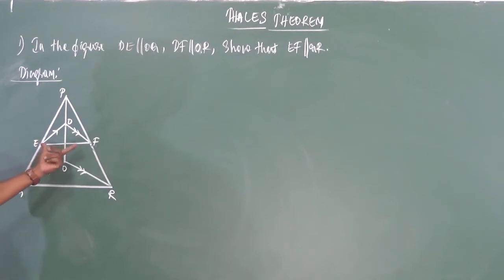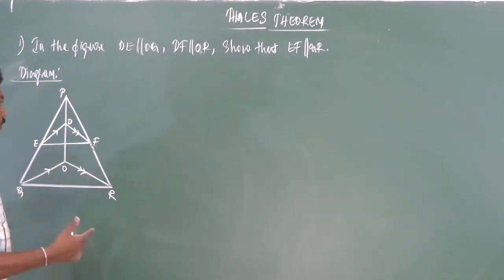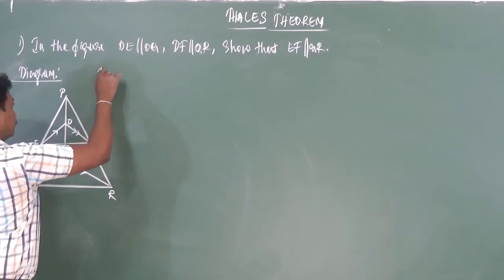So if you want to prove that this line is parallel to this, then we have to prove this line EF divides these two sides in the same ratio. So if a line divides any two sides of a triangle in the same ratio, then it is parallel to the third side, that is the converse of BPT. Okay, let us get into the data. So very important.